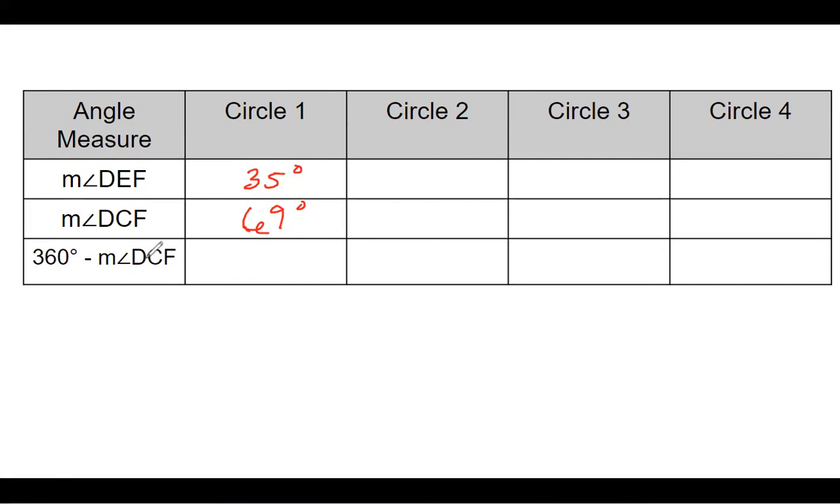Now, if we had to subtract DCF from 360, we have 360, so therefore we go into 291 degrees. Okay, all right, so 291. Okay, perfect. So let's see who's done. Who has one at least done? All right, Josue, what do you have?